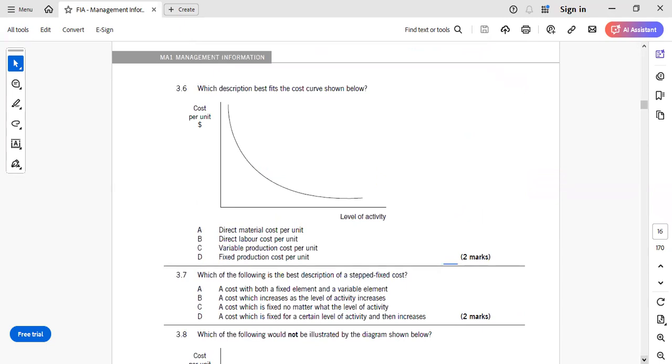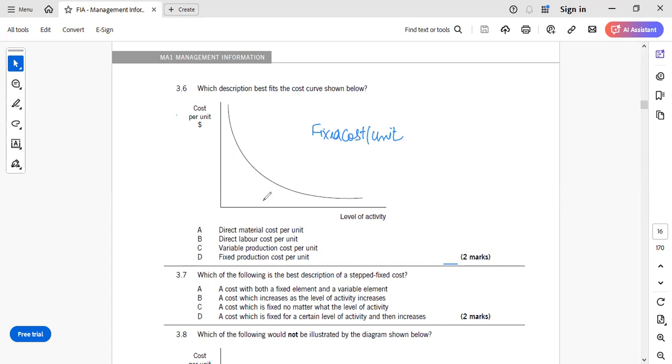Next, which description best fits the cost curve shown below? First of all, we decide what the diagram relates to. On x-axis you have activity level always, but on y-axis now you have cost per unit. This is the graph of fixed cost per unit. Because fixed cost in total is constant, but per unit it behaves inversely. If units increase, cost decreases. If units decrease, cost increases.